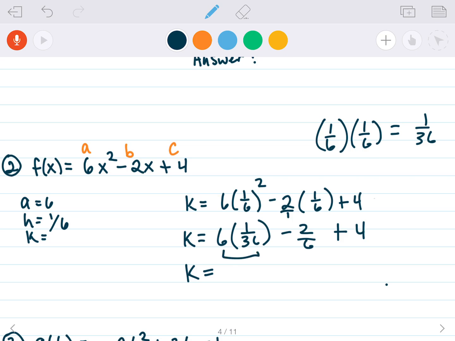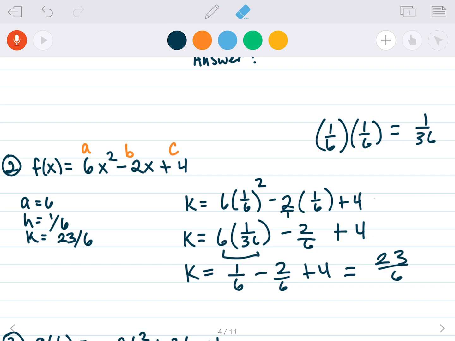This becomes 6 times 1 is 6 over 36, which reduces to 1 over 6. Again, if you want to put this in decimals and just compute it out that way, that's fine. So what we get is 1 over 6 minus 2 over 6 plus 4. That's going to give me 23 over 6. So that is my k.